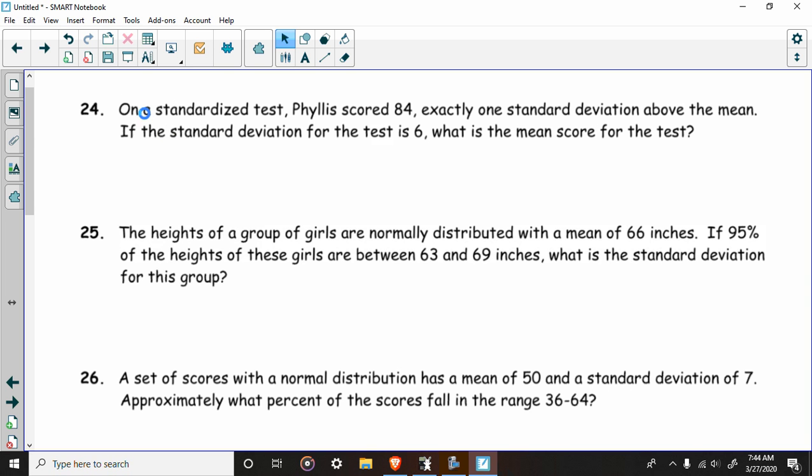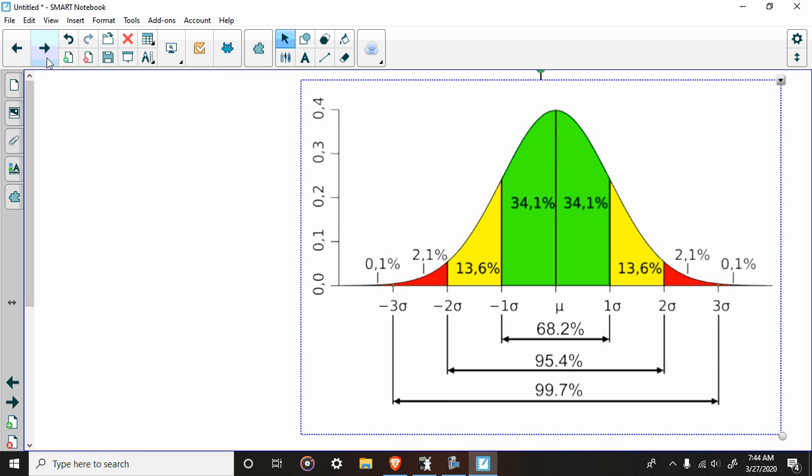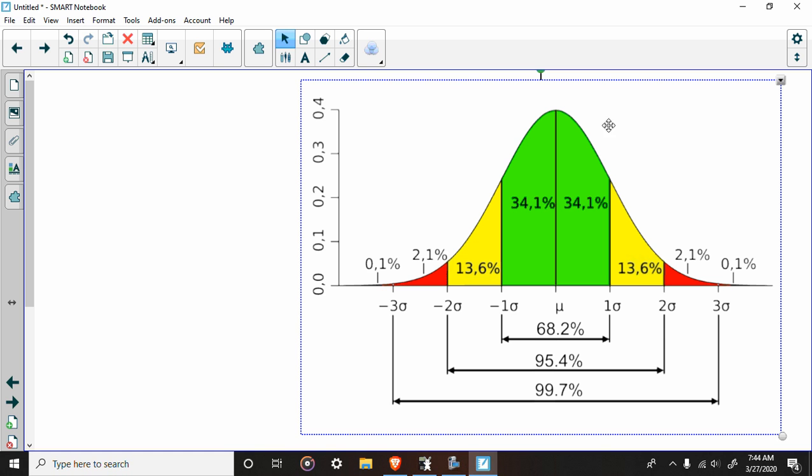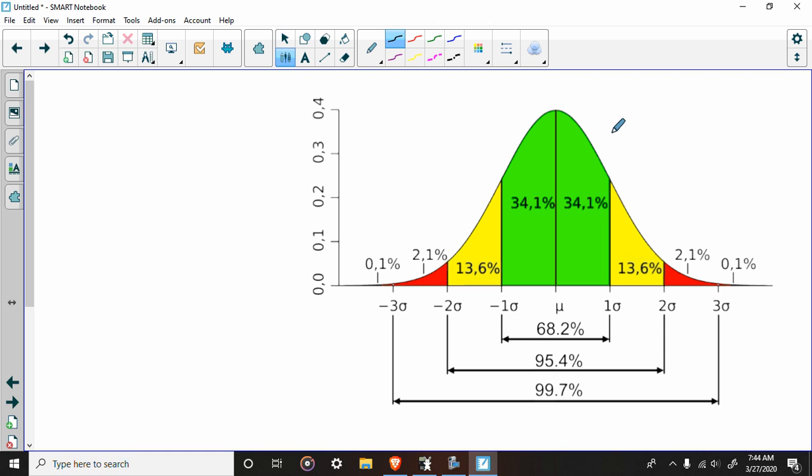It is, okay. So yeah, have your normal distribution curve ready. On a standardized test, Phyllis scored 84, which is exactly 1 standard deviation above the mean. If the standard deviation for the test is 6, what was the mean score for the test? So Phyllis scored an 84 and was exactly 1 standard deviation above the mean.